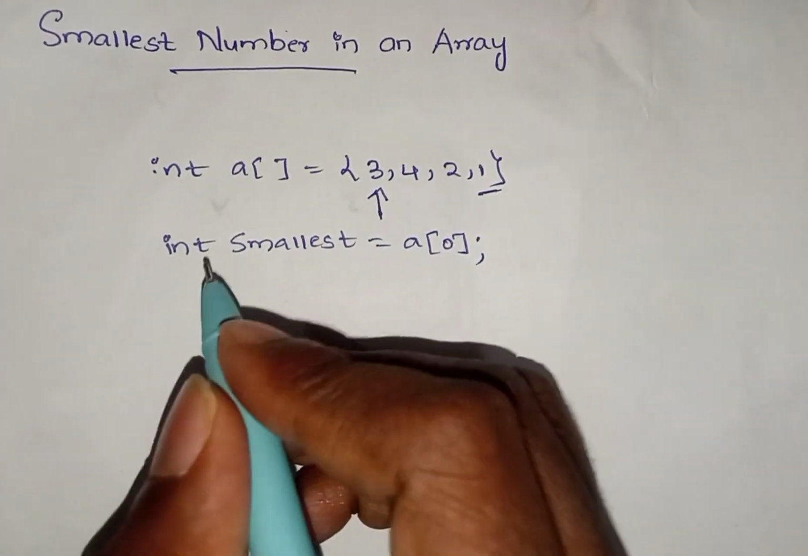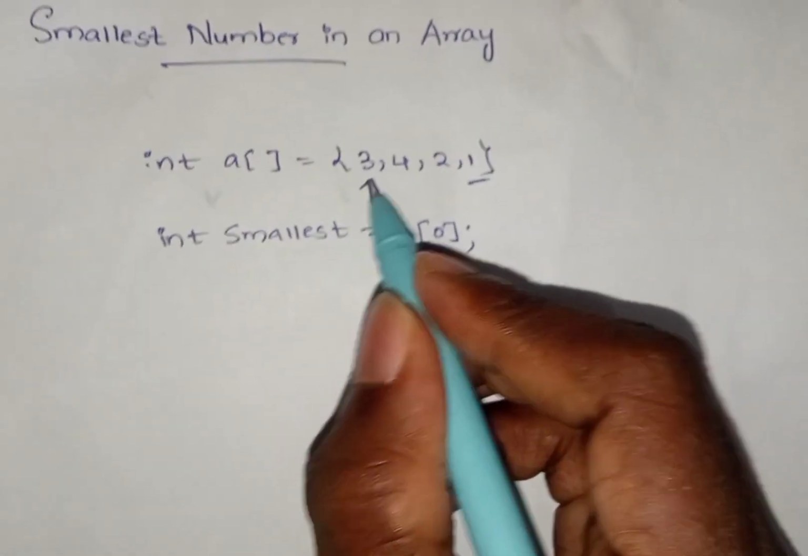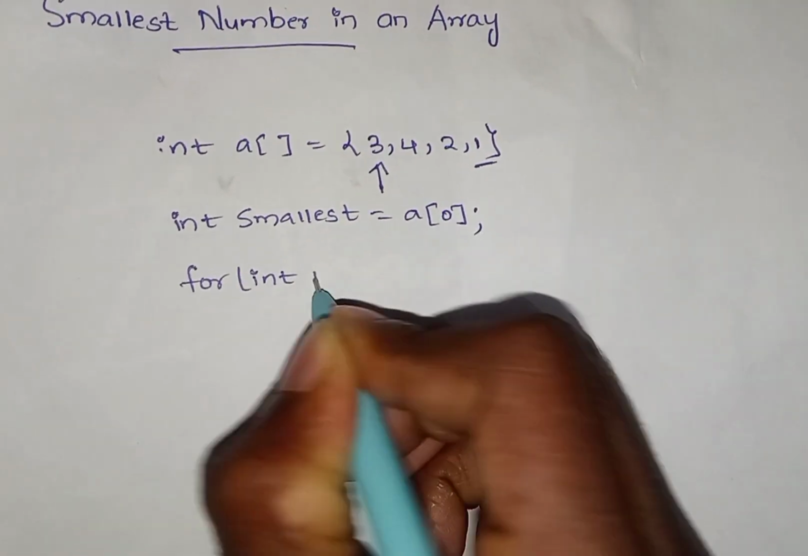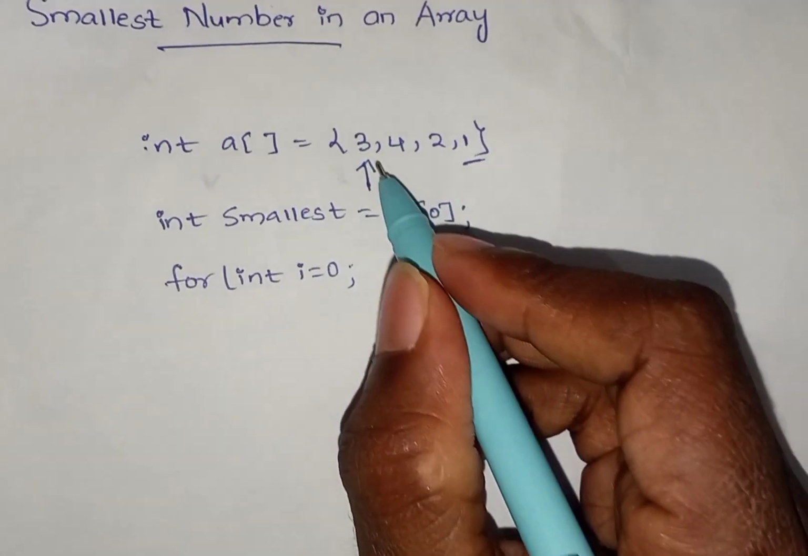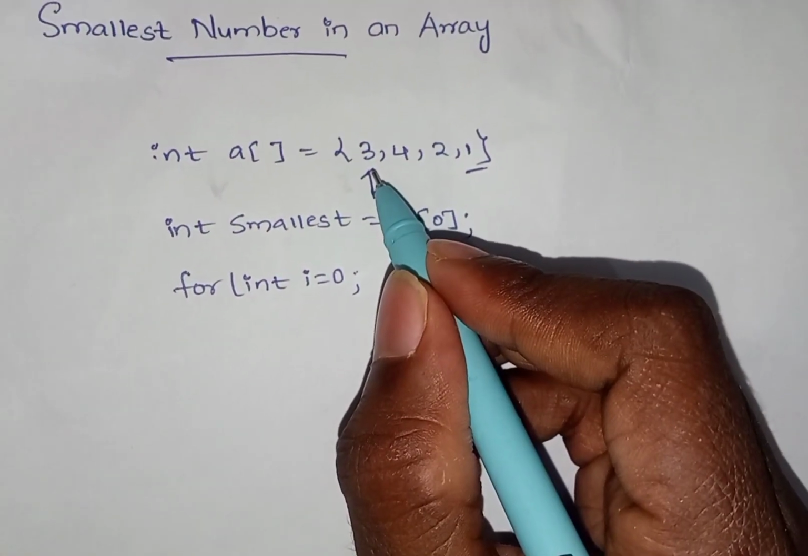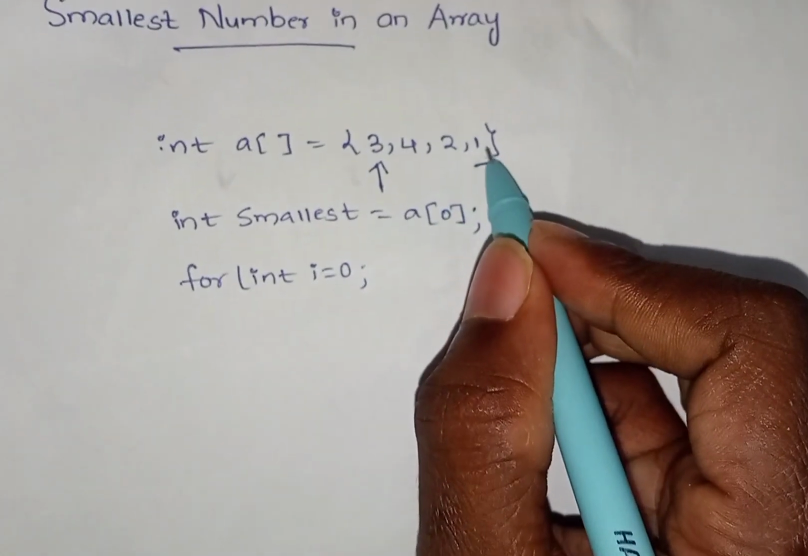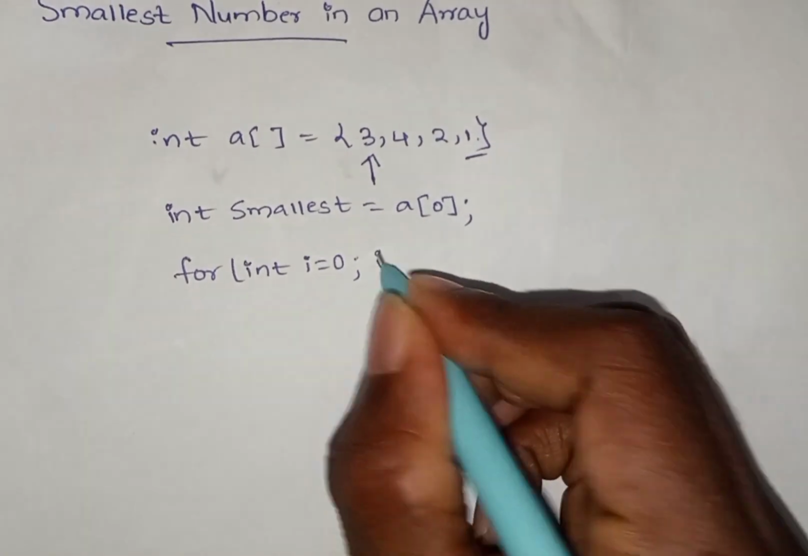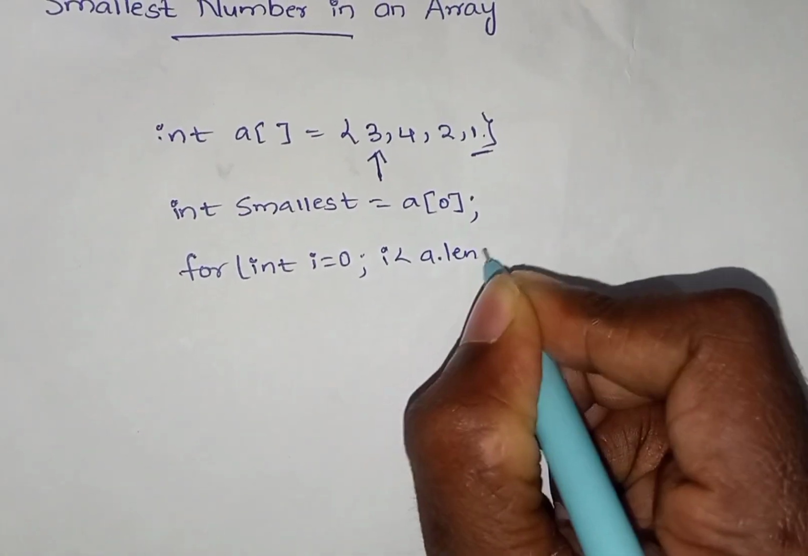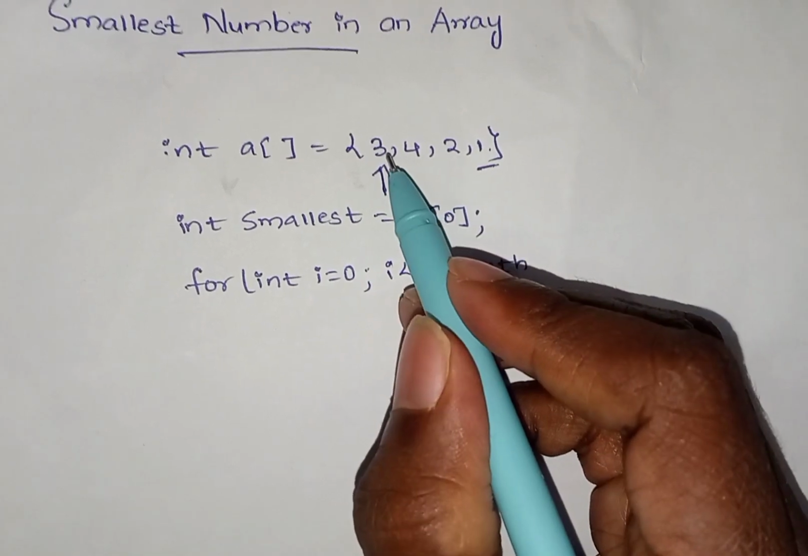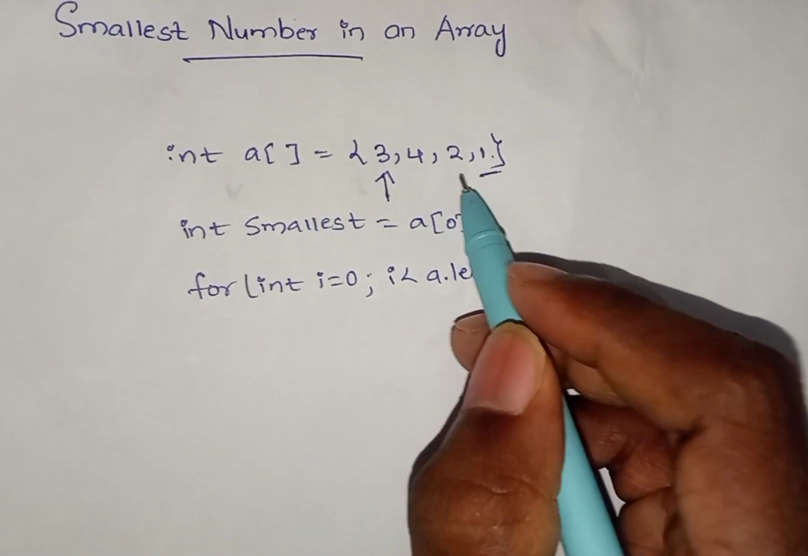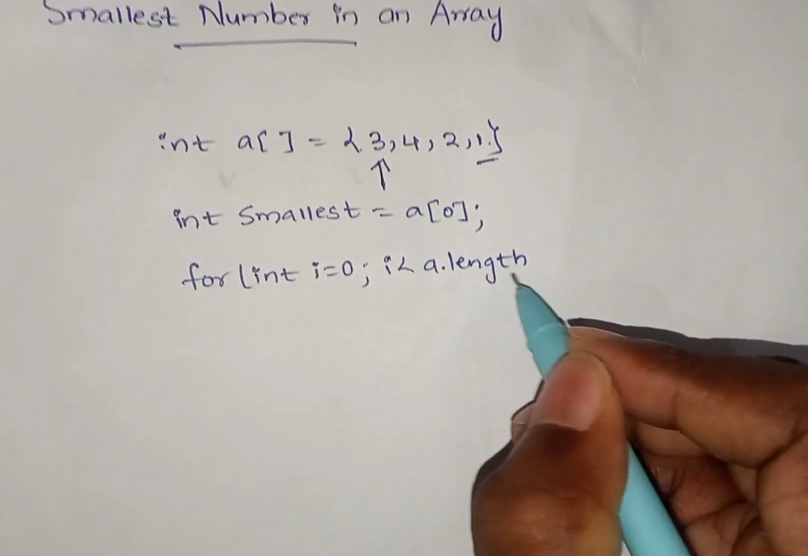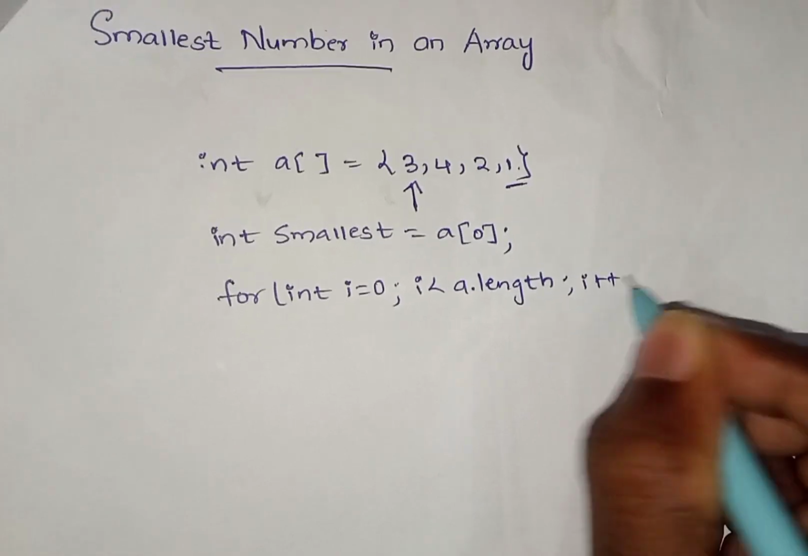Okay, now what we need to do is we need to traverse the whole elements, right? So let us take for loop for int i equals to 0, because the elements of an array starts with index 0, 0, 1, 2, 3, right? So the index is starting with 0, right? So i should be equals to 0 and i less than a dot length. That is, here we have 1, 2, 3, 4 elements, right? So it should end with index 4 minus 1, that is 3. So that is i less than a dot length and then take i plus plus.